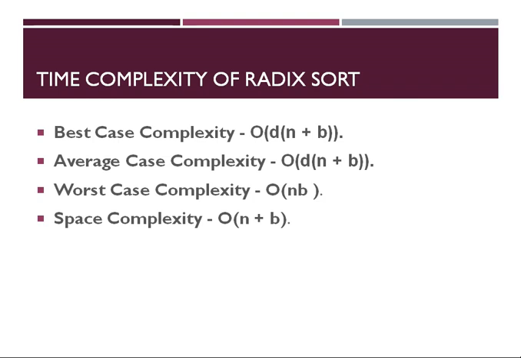Now the time complexity for radix sort is O(d(n+b)). Here d is the number of digits, n is the number of elements to be sorted, and b is the base, that is, the number of queues or buckets we are taking here. It is mostly 10. In the worst case it will be O(nb). The space complexity is O(n+b).